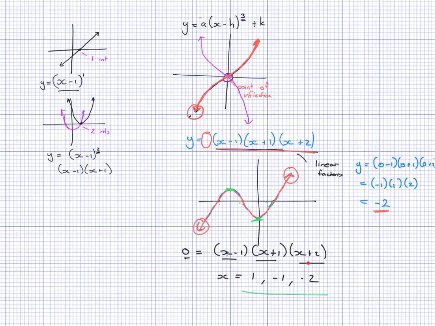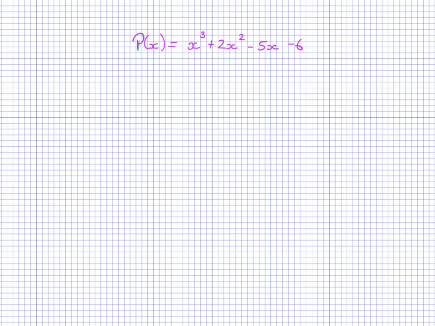Cubics can also be in factored form, and there are different numbers of factors, up to a maximum of 3, because of the highest power of 3. Three linear factors means that it touches or cuts through the x-axis 3 distinct times. So in this question, we've been asked to sketch the graph of P(x) = x cubed + 2x squared - 5x - 6.